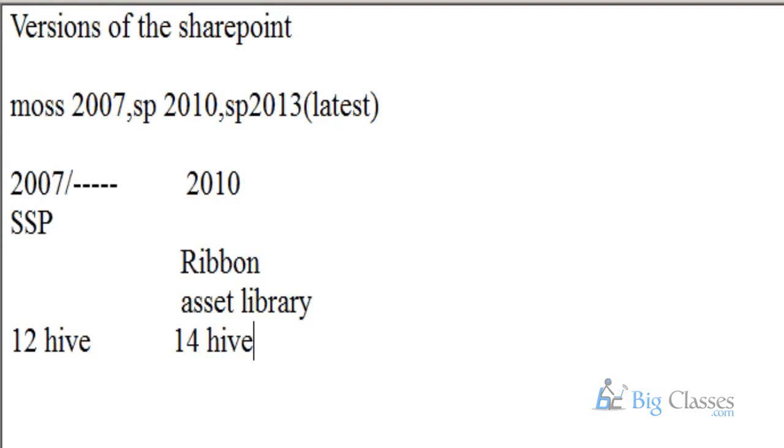Got it? Hive. Hive is the terminology word in SharePoint. Once I install SharePoint 2007, by default a 12 Hive folder will be created. If it is SharePoint 2010, 14 Hive. What is the 14 Hive? 14 Hive is the root folder for SharePoint, where all SharePoint related files will be copied while you are installing SharePoint. Okay. Getting?